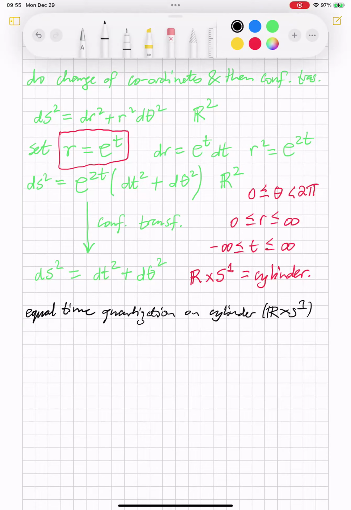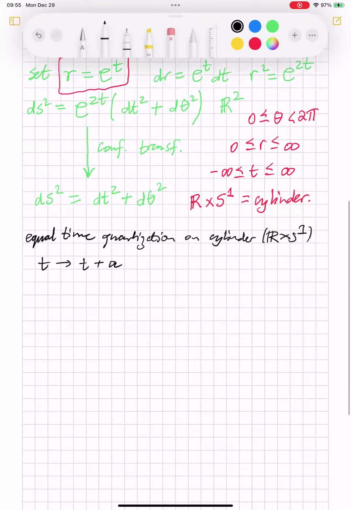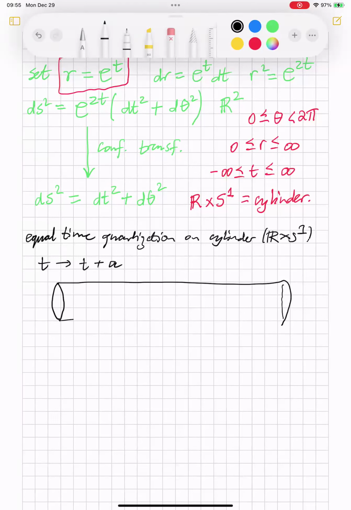And time evolution would correspond to shifting a. So that would be time evolution: t goes into t plus a. And let's maybe draw it now. Here's the cylinder. And we can draw a point over here. Let's call this the slice t is equal to 0.